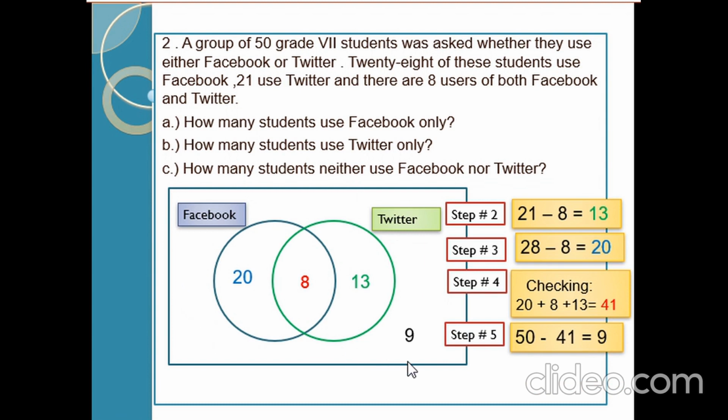Let us check by adding all these numbers. We will get 50. So it has been checked. Now we can now answer the questions.